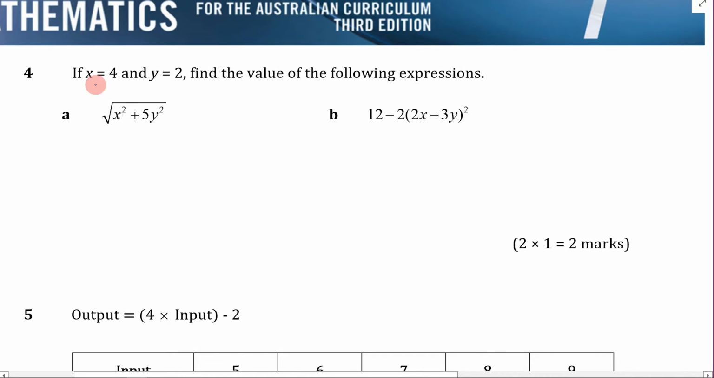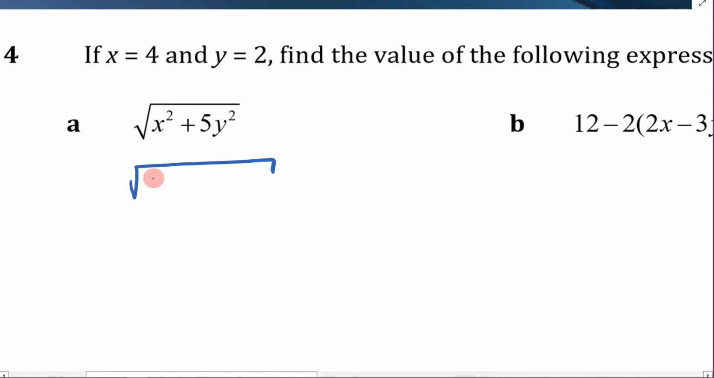Okay, now it says, if x is equal to 4 and y is equal to 2, find the values of the following expressions. So now we need to do some substitution. Remember, what's the first thing you do in substitution steps? You sub it in. So for this, I'm going to write 4 squared plus 5, open my brackets, 2 squared. Guess how many marks you get for that? You get a mark just for writing that down, people. There's no reason why you shouldn't get that mark.